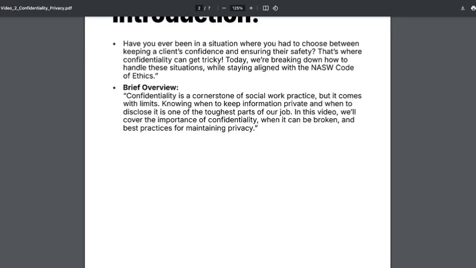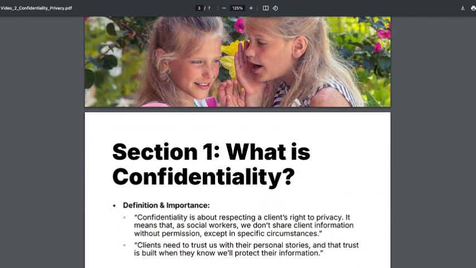Confidentiality is a cornerstone of social work practice, but it comes with some limitations. If you know when to keep information private and when to disclose it, you're in a good position, because that is one of the toughest parts of our jobs. So in this video, we'll cover the importance of confidentiality, when it can be broken, and the best practices for maintaining privacy.